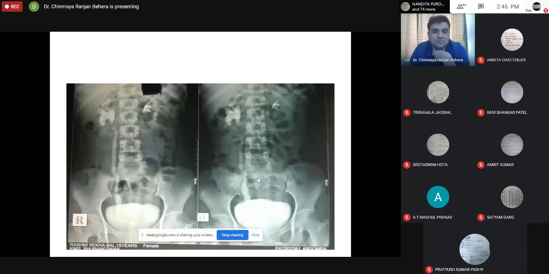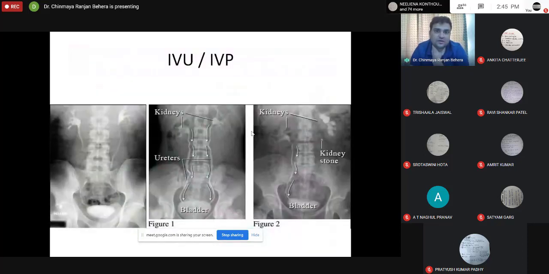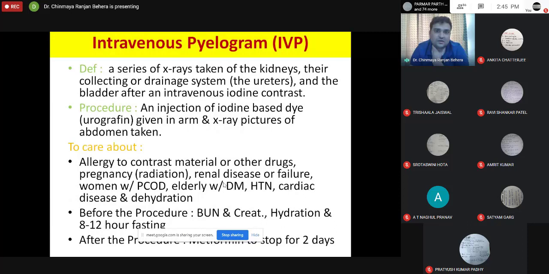Now, what you see, this is an X-ray of the IVP, that is intravenous pyelogram. Again, in the IVP, what you will see is the dilated pelvis, the ureter, and the bladder. Because with the advent of CT nowadays, it is not very commonly done, but yes, it is done in some cases. So what is an IVP?